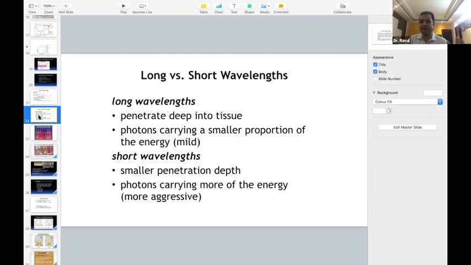Coming to the wavelengths. If you have a shorter wavelength, like in the visible spectrum, it has got less depth, and photons carry a lot of energy. So that's why if you use visible spectrum lasers, there is a very high chance that you'll burn the skin. If you have a longer wavelength, it penetrates deep into the tissues, and photons carry a smaller proportion of energy, so the chances of complications are much lesser.